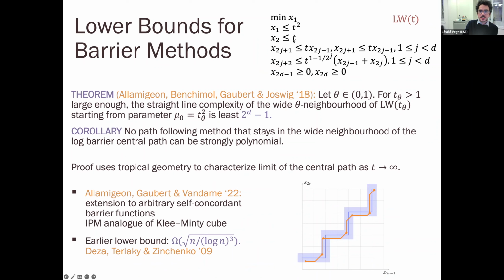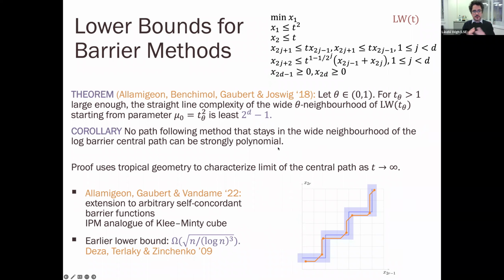So t is here a parameter. For each value of t, we get a linear program. And what they show is that however wide a neighborhood I take, if I pick t large enough, then the straight line complexity of this neighborhood will be exponentially large. What this means is that for this parameterized family, for a large enough parameter value, whatever big tolerance my interior point method would allow in terms of neighborhood, it necessarily needs to take exponentially many steps.